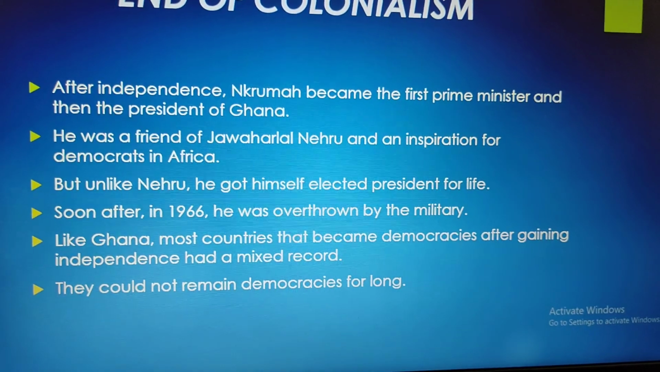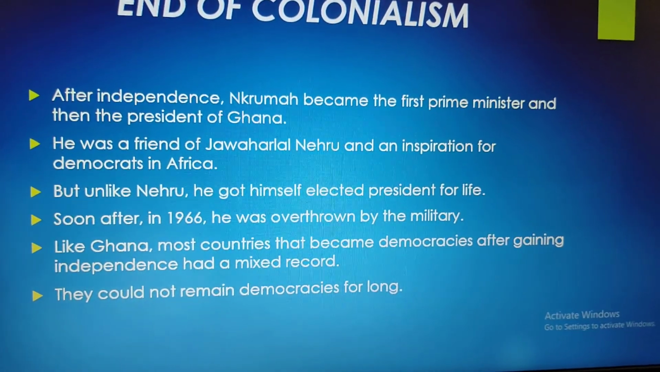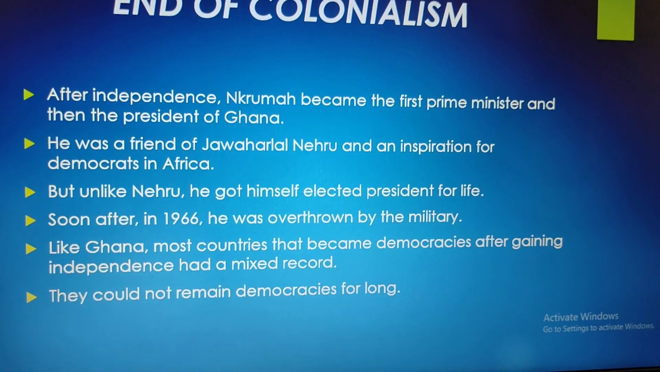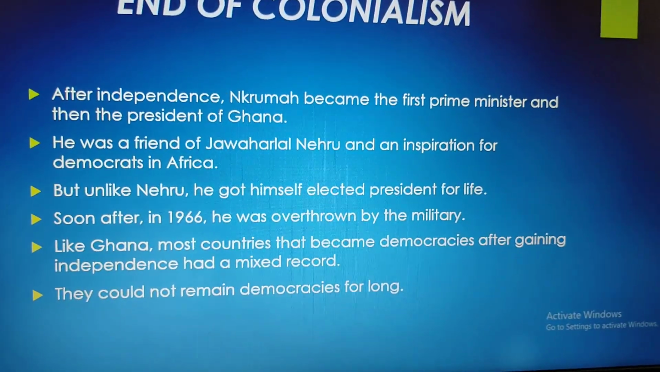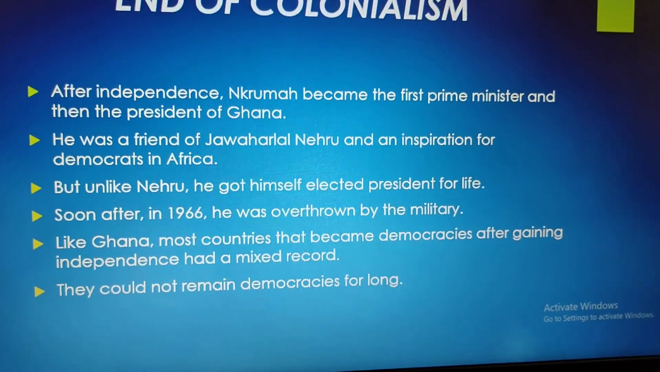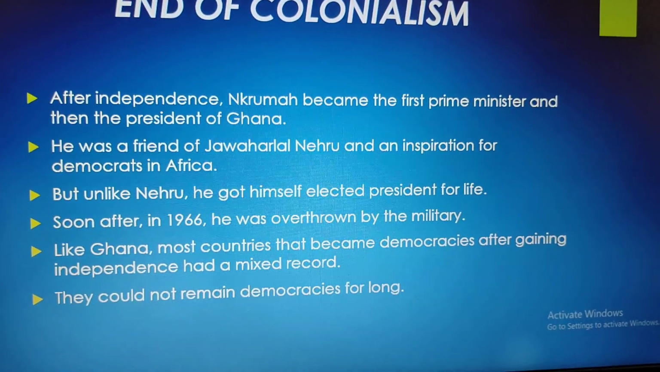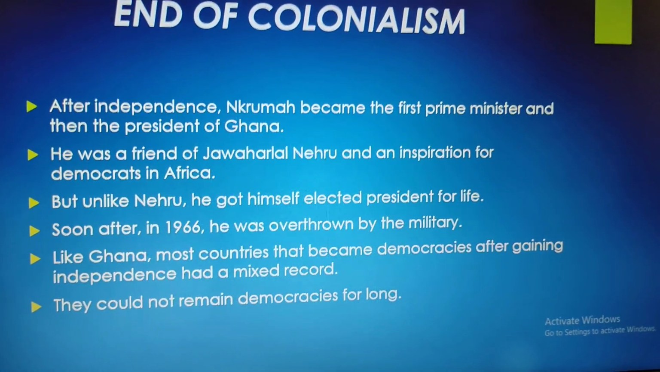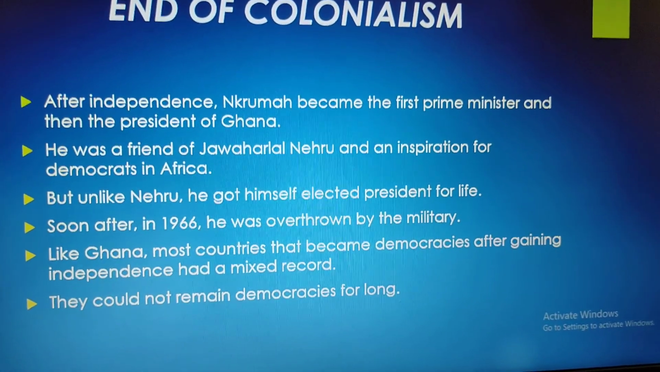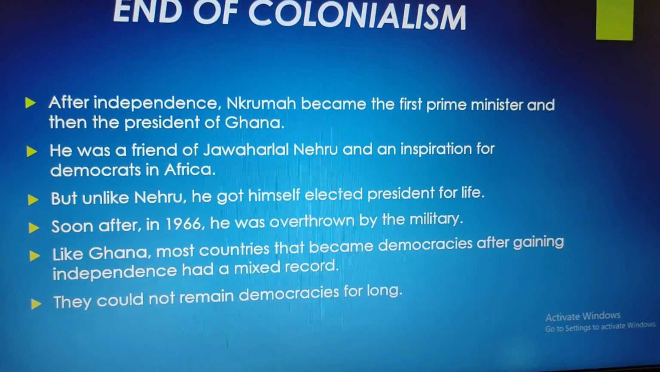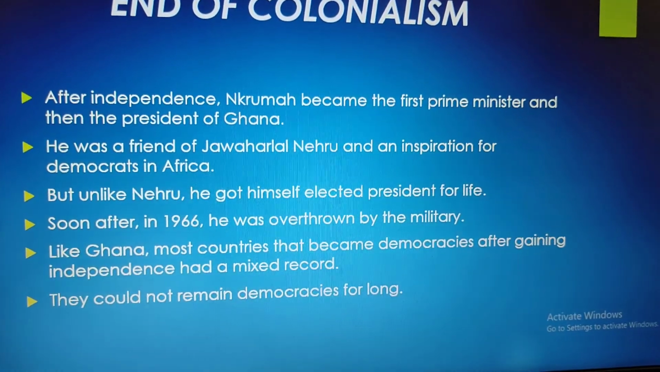But what happened in case of Nkrumah? He got himself elected as a president for lifetime. Once elected, now he can do anything. Might be he doesn't want to work for the welfare of the people. Might be he can start torturing people. So a lot of things can happen. Soon after, in 1966, he was overthrown by the military.